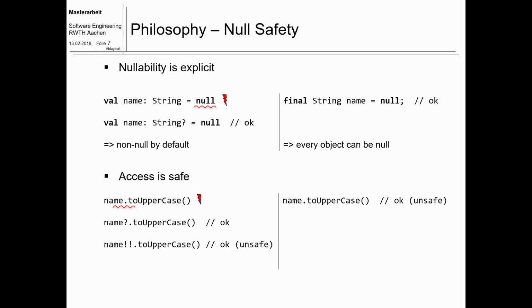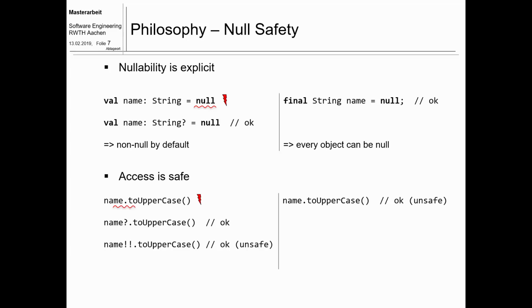Now in Kotlin, you can either use the safe call operator using the question mark, like name?.toUpperCase. What that's going to do is if the name isn't null, it's just going to call the method as usual. But if the name is null, it's just going to return null as the result of the entire expression. Alternatively, you could use the so-called unsafe call operator using two exclamation points.